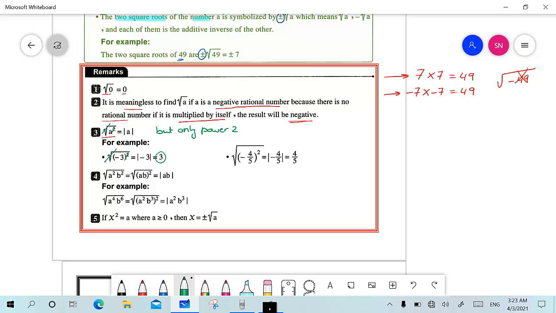Again, I have square root of negative 4 over 5 all squared. We said that the square root cancels only the power 2. So this is going to equal 4 over 5.